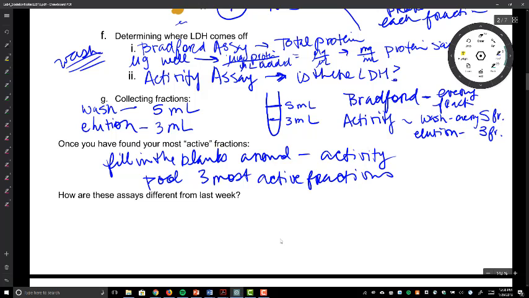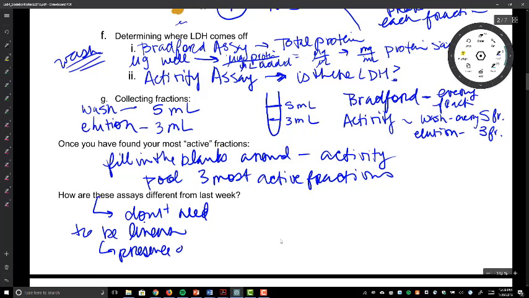And I know you guys are probably sweating thinking about running these activity assays every few fractions, because if you remember in week 1 or week 2, it was just so much stress to try to get the right dilution and your line perfectly linear. What's different about this week is that you don't need to be linear. At least not initially. You're just looking for the presence of LDH.